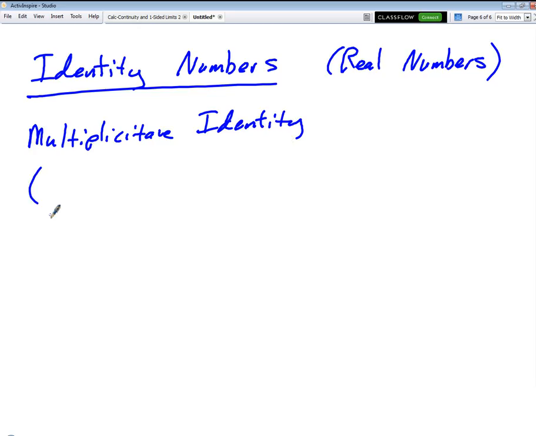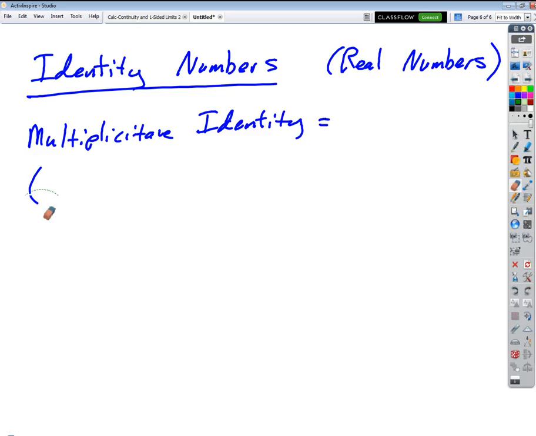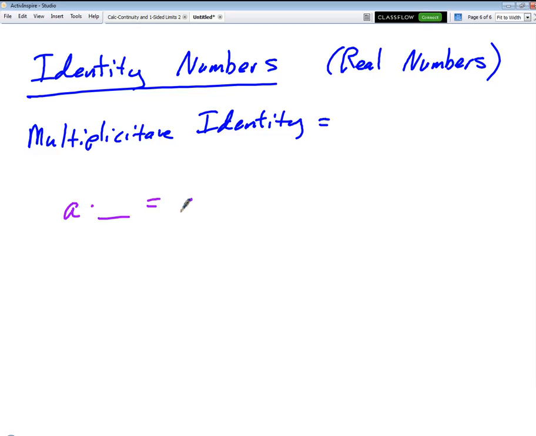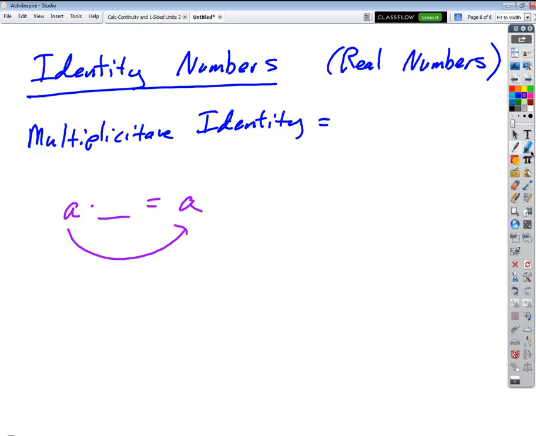identity, and that's kind of a mouthful, but I think the better way to say it is just the identity number for multiplication. That is equal to what? In other words, if I've got some number A, which is just a real number, A times what equals A, so the identity is unchanged? 1. So 1 is the special number for multiplication. It's the identity number for multiplication, or the multiplicative identity. I can multiply anything by 1 and keep it the same. Does that make sense?